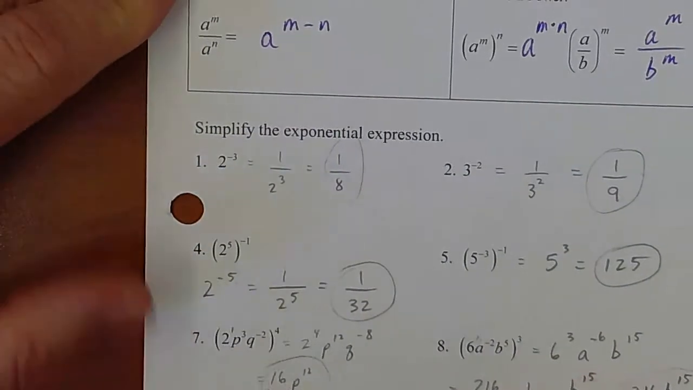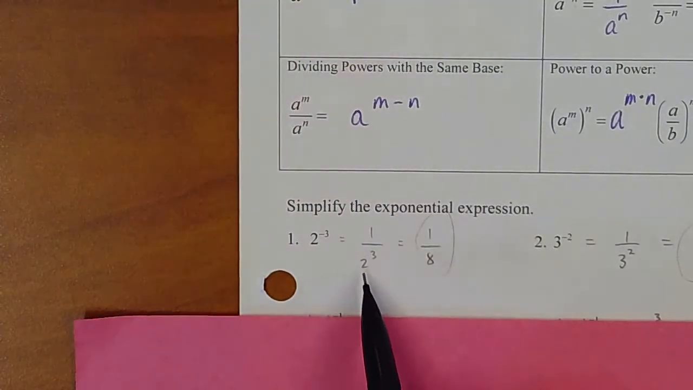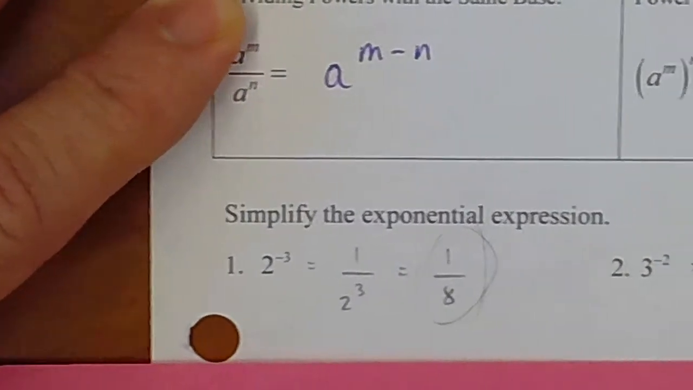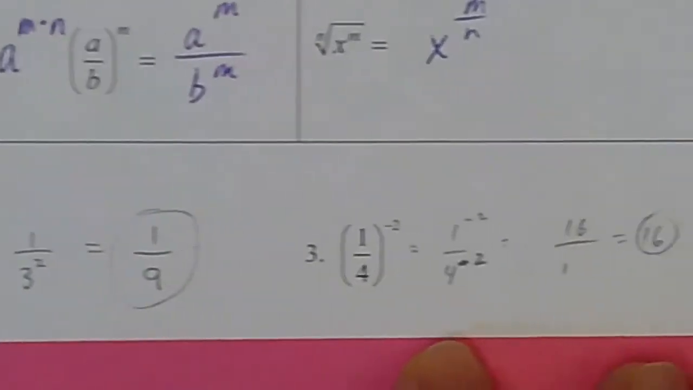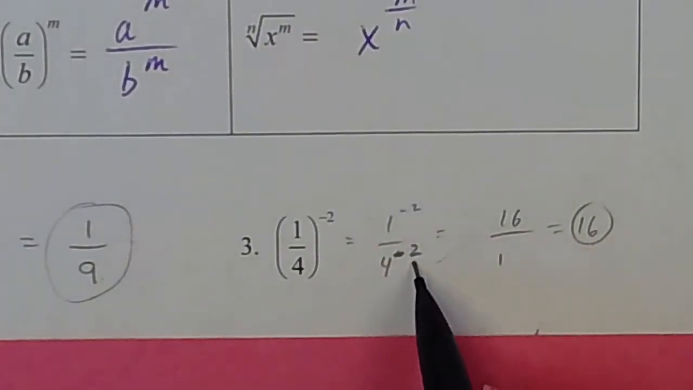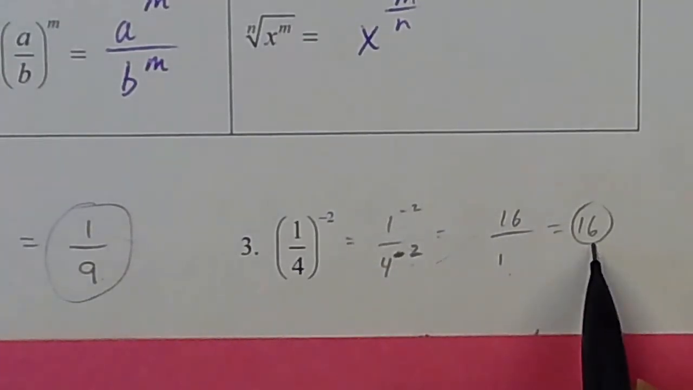Okay, here's your feedback on the odds. So here we go. 2 to the negative third. So 1 over 2 to the third. 1/8. 3. Raise both of them to this negative exponent. So we get 1 to the negative second, 4 to the negative second. Switch spots. So we get 16 on top and 1 squared on the bottom. 16.